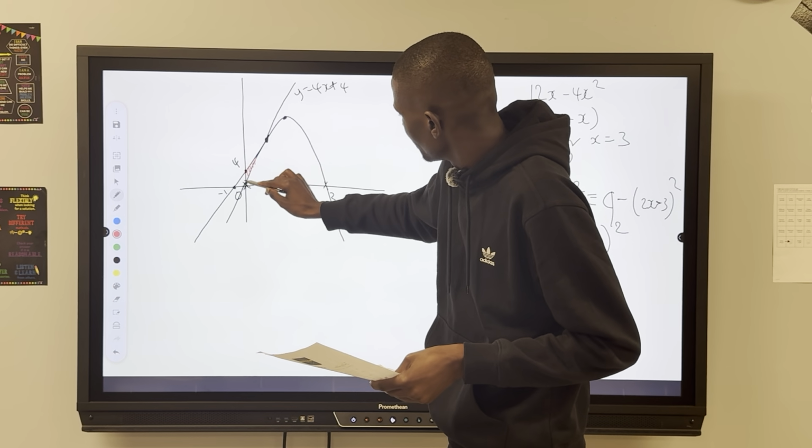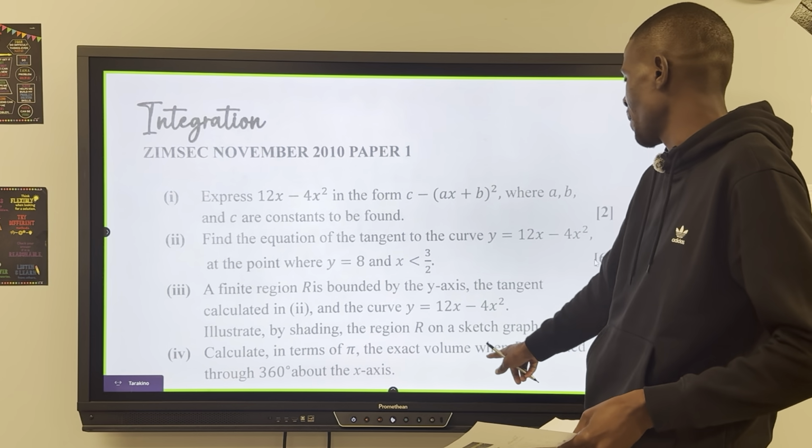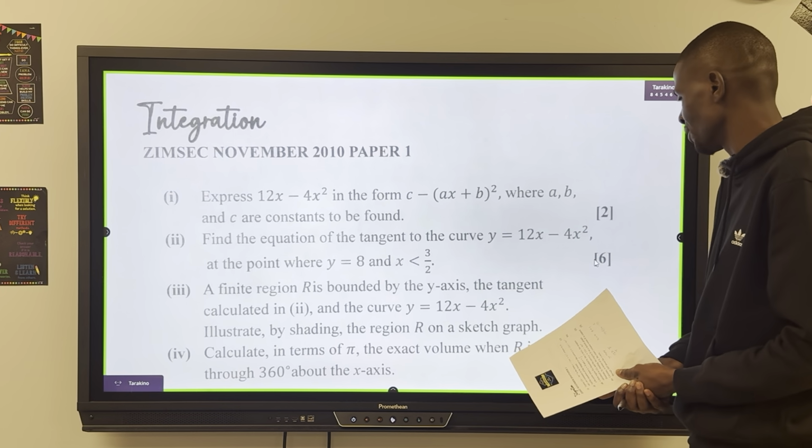So now let's move on to the last part of the question, which is question 4, part 4. Calculate in terms of pi the exact volume when R is rotated through 360 degrees about the x-axis, right? We are solving the last part here. So one thing that we need, allow me to get rid of this.